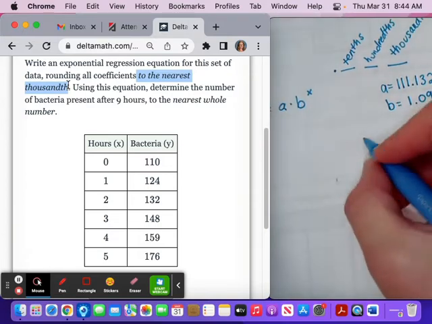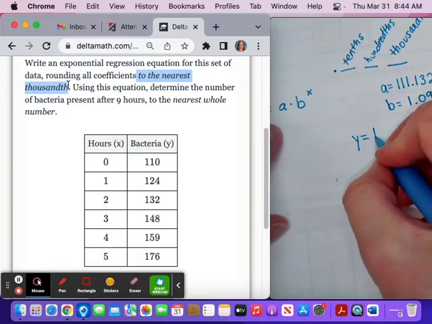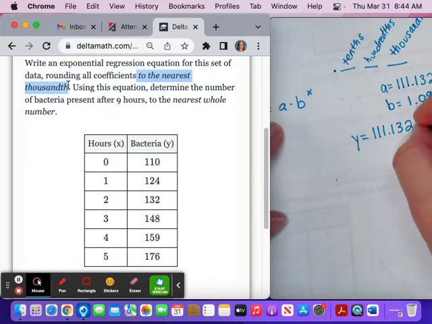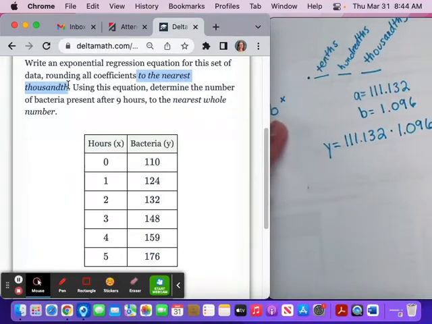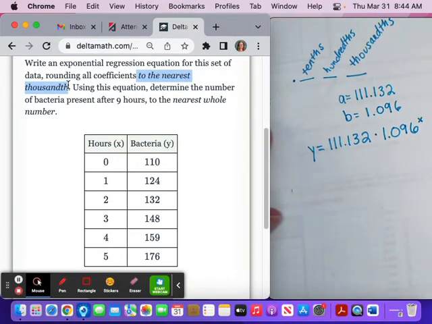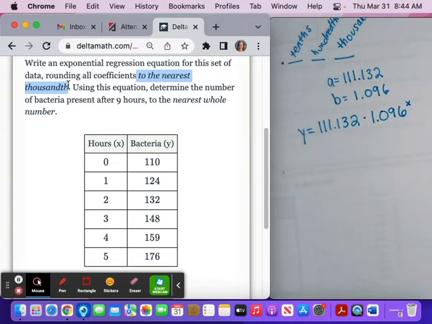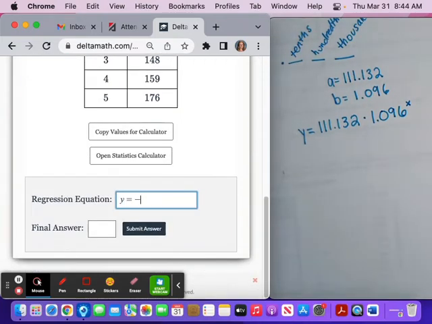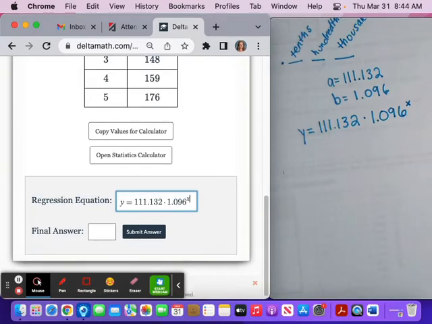So now we can write our equation as y equals A, which is 111.132, times 1.096, and it's raised to the x power. So I'm going to type that in here. Times, we're going to use Shift 8, or you can put it in parentheses. And then Shift 6 to get your exponent.